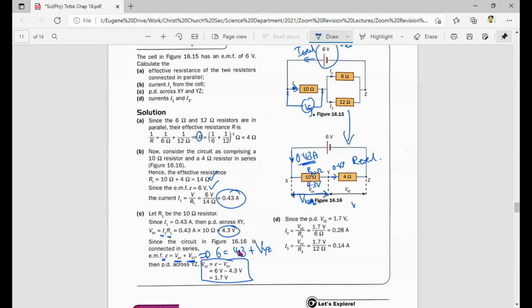Okay, to find this 1.7, you could have also taken 0.43 multiplied by 4, and you're going to get 1.7 also. You'll get 1.72 to be exact.